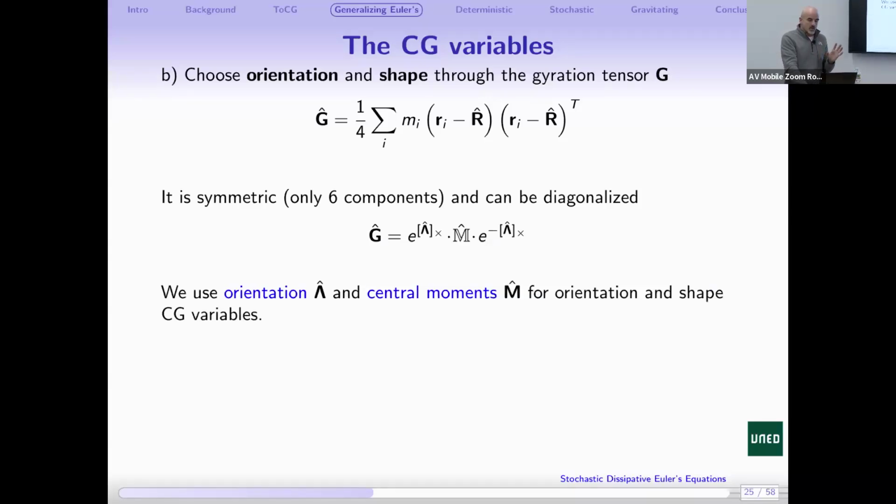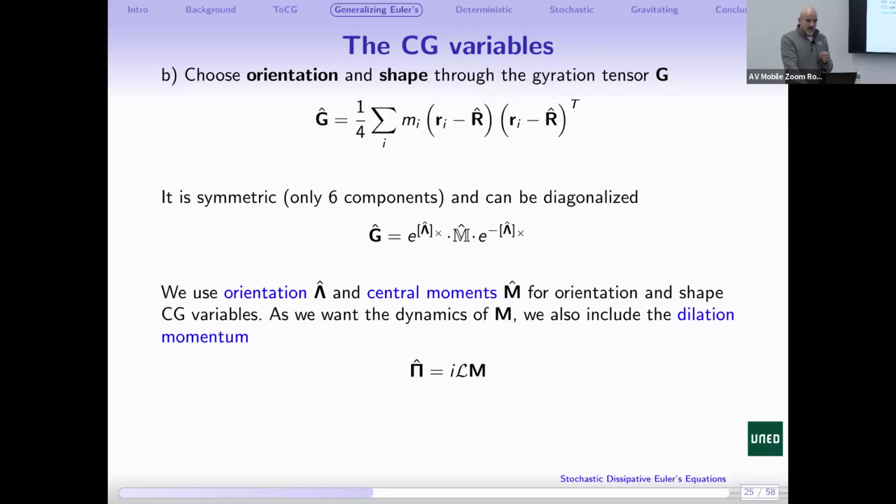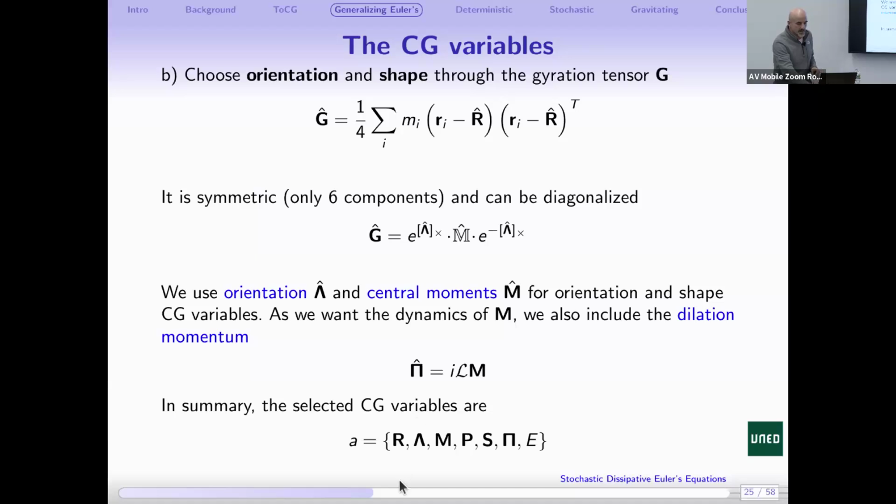So we use the orientation and the central moments, the eigenvalues of the gyration tensor, for the orientation and the shape of the body. We want to consider also the dynamics of the shape. And this requires us to include also the time derivative of the central moments in the list of variables. So this is the list of our variables: center of mass, orientation, central moments, the shape, linear momentum, angular momentum, dilational momentum, and total energy.